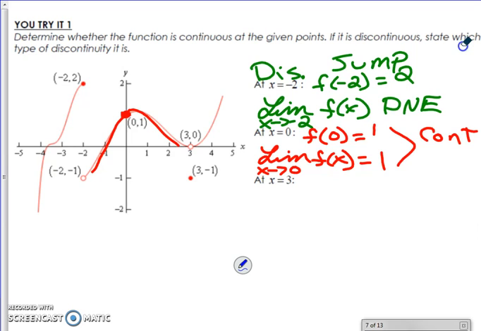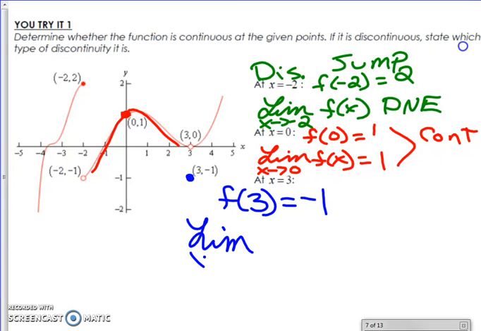All right, so at x is 3. I want to first evaluate f of 3. At f of 3, the function does exist. Notice this closed circle down here. At f of 3, I get negative 1. But now the limit, the limit as x approaches 3 of f of x, let's take a look at what the limit is.